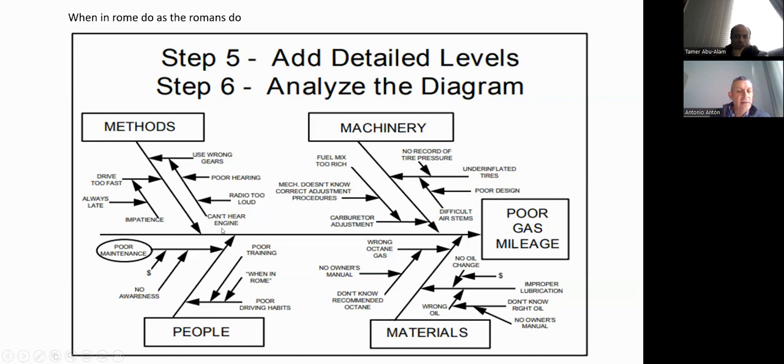When you can't hear the engine, you see, well, why can't you hear your engine very well? Because of poor hearing. The hearing is very low, or perhaps because my radio is very loud. So those are the sub reasons why I can't hear the engine, and then I use the wrong gears.